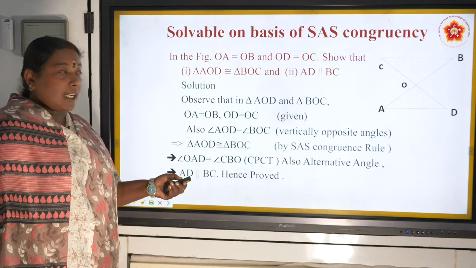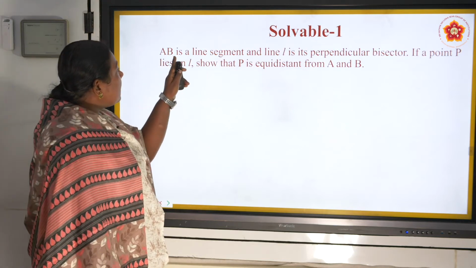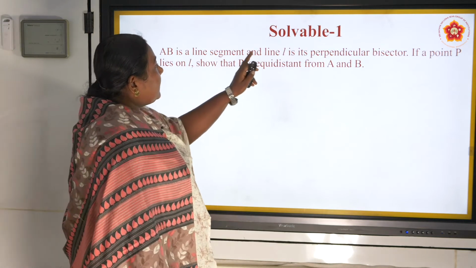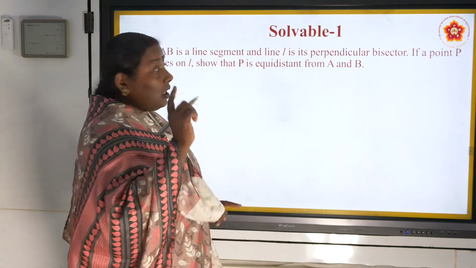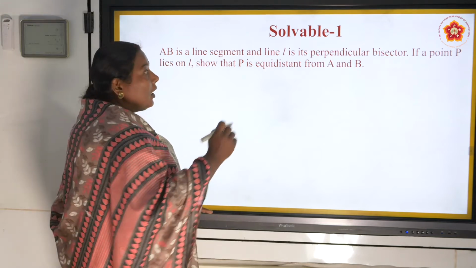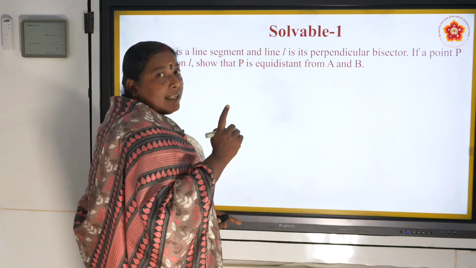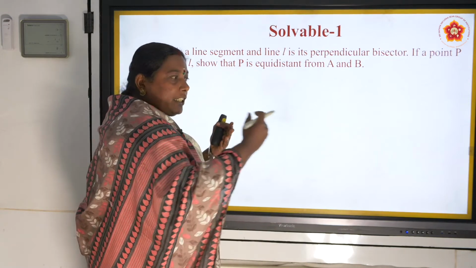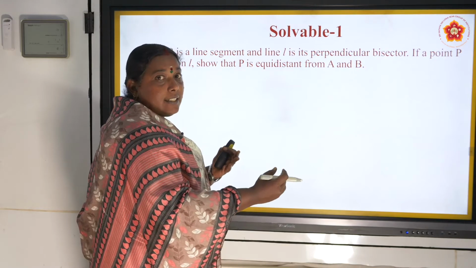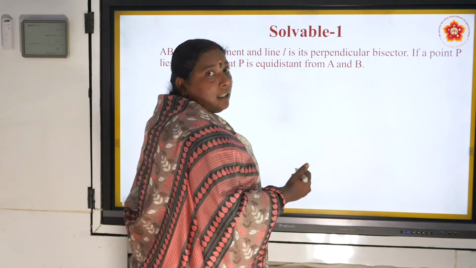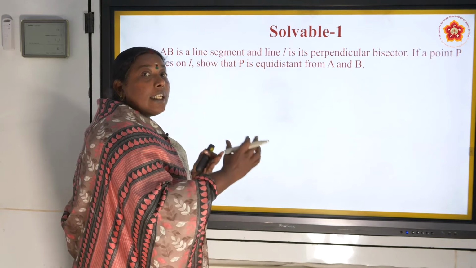So let us start the next one. First sum. AB is a line segment and a line L is its perpendicular bisector. See, a new word we are seeing here, perpendicular bisector. Perpendicular means wherever it is intersecting, it will create an angle of 90 degrees. What is meant by bisector? Wherever it is intersecting, it will divide it into equal parts.